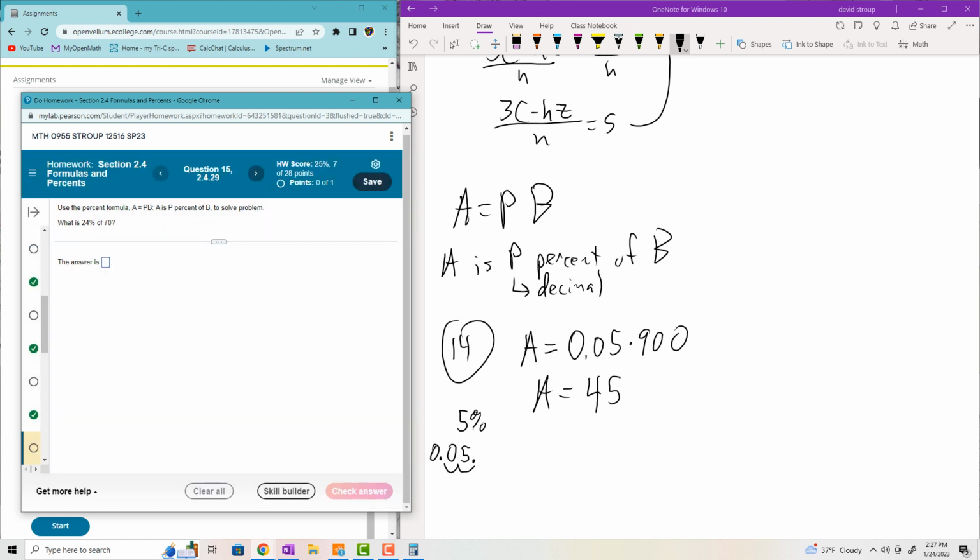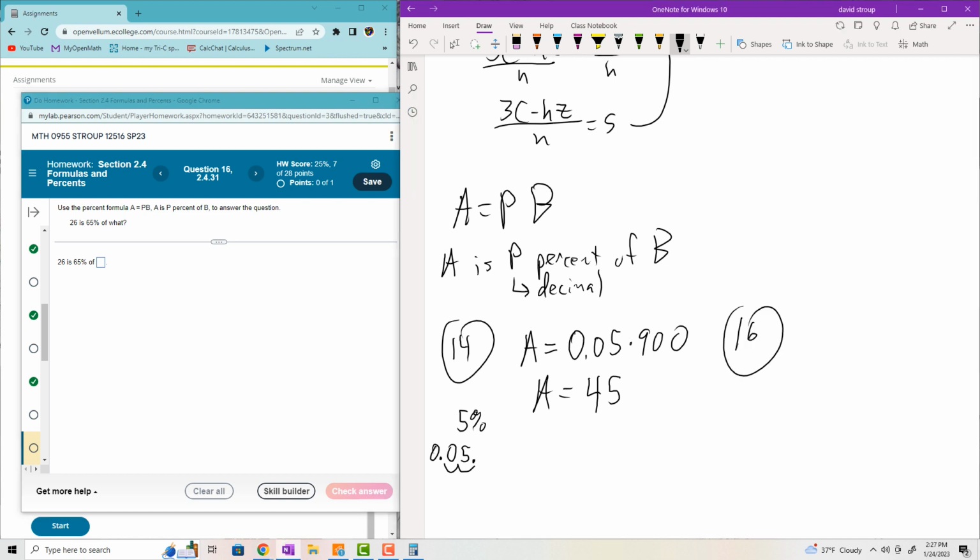Okay, and then from there, all they do is variations on the theme. They'll give you A, or P, or they won't give you B. So in this problem, number 16, they're not giving you B, right? 26 equals 65%. To convert 65%, you need to move that decimal over 2 places, so it will be 0.65 of B. In this case, you have to solve for B. It's merely a matter of isolating B using the multiplication, or here, the division property.